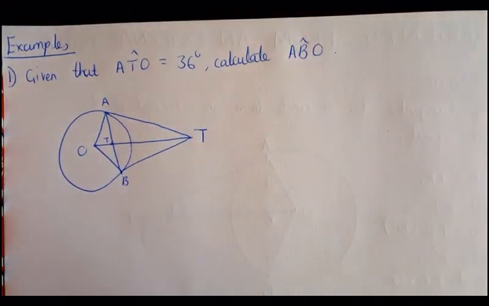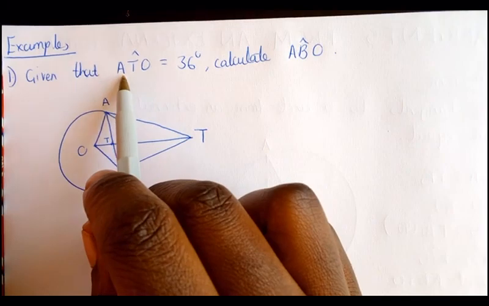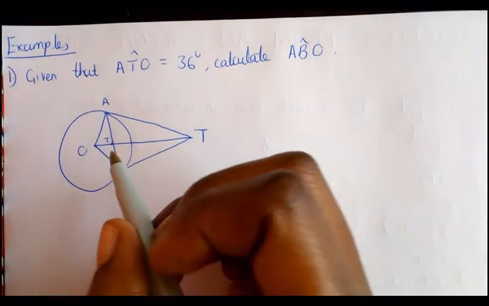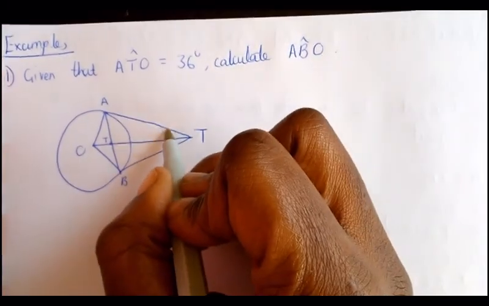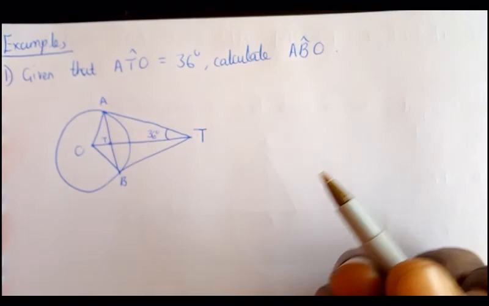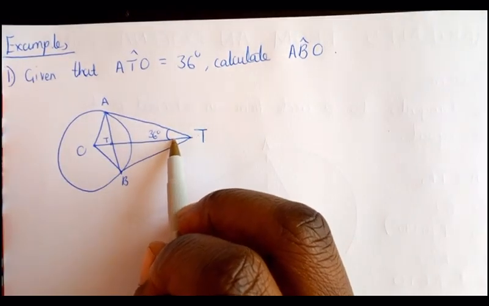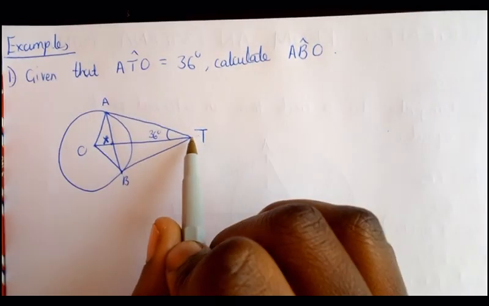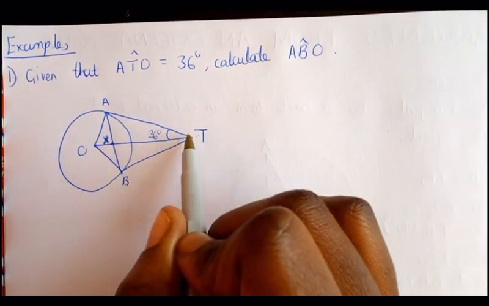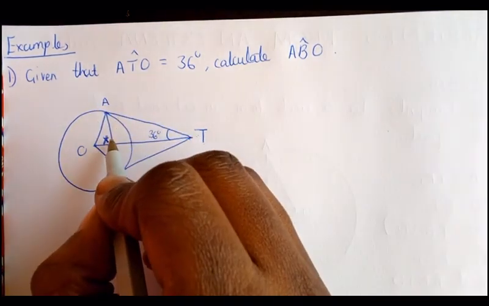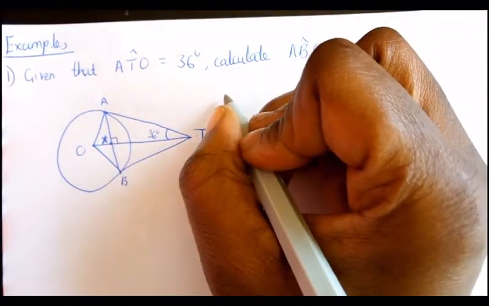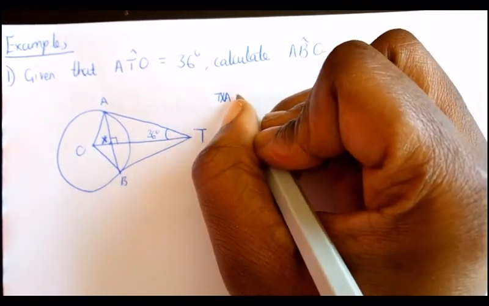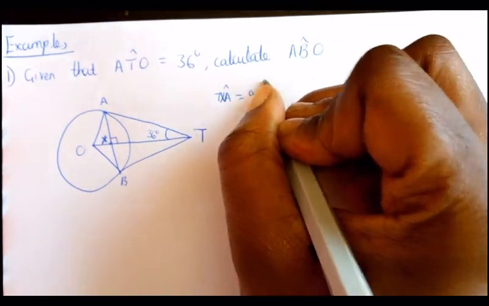It is now time for examples. Example 1: given that angle ATO is equal to 36 degrees, calculate angle ABO. Angle ATO, this is angle ATO, 36 degrees. We can use this to calculate angle TAX, where this is X here. Since TAX is a triangle, this is 90 degrees because of symmetry. So angle TXA is equal to 90 degrees.